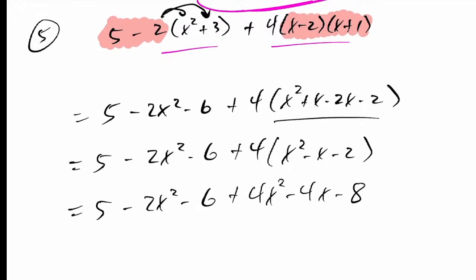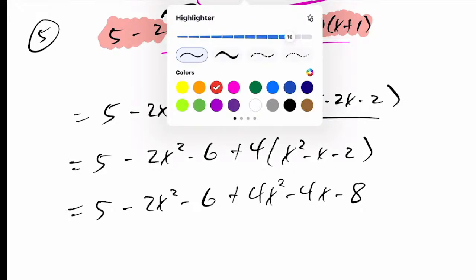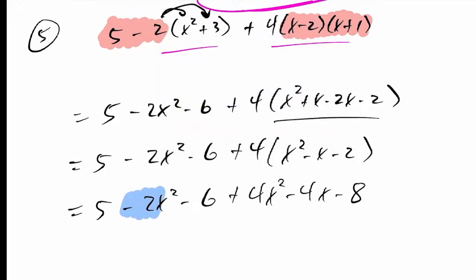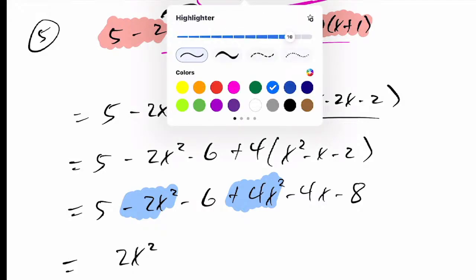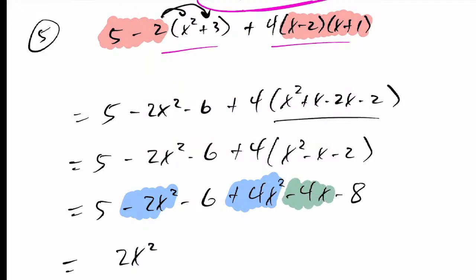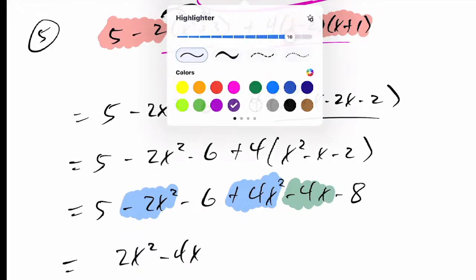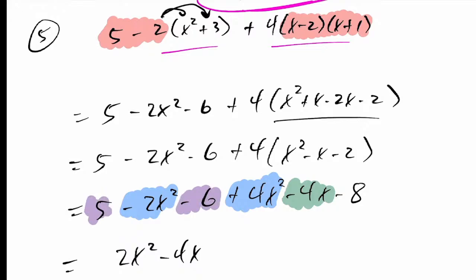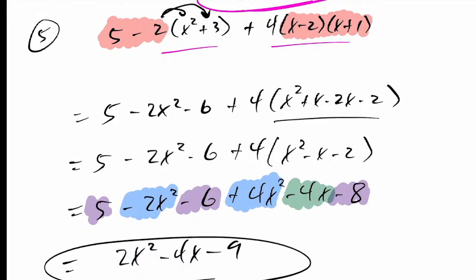Right? Good. And then from here we can go ahead and collect like terms. So this is a like term with this one. That becomes 2x squared. And minus 4x, I just write that down. And then my other terms here are 5, minus 6 and minus 8. You can put all those together and it's going to be negative 9. And that's the solution for number 5.